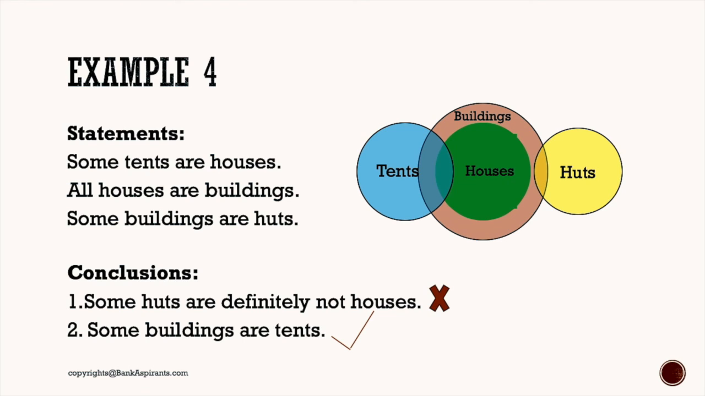Okay. So that's all, friends. We have solved all examples, and also we have seen what are the rules to be known for syllogism. I think you have all understood this.